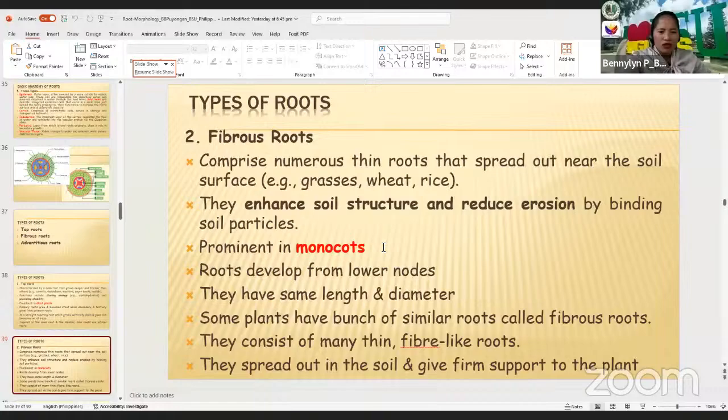Okay, so fibrous roots are prominent in monocots. If the taproot is prominent in dicots, fibrous is prominent in monocots. Roots develop from lower nodes and they have the same length and diameter. Some plants have a bunch of similar roots called the fibrous roots, which are thin, fiber-like roots. They spread in the soil and give firm support to the plants. So we'll take a look at the illustration later on after discussing the different characteristics of these 3 types of roots.